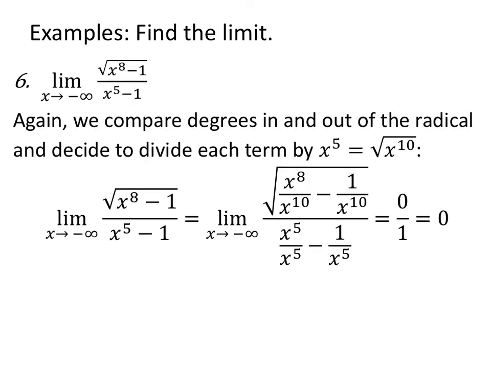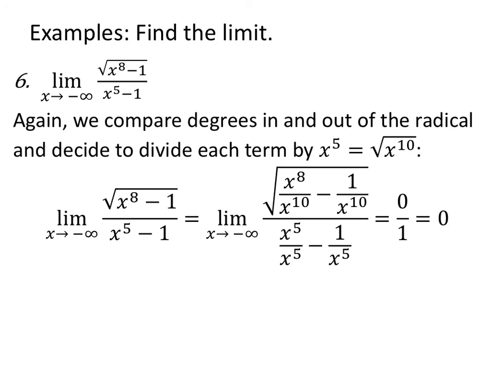If we're looking at the limit as x approaches negative infinity of the square root of x to the 8th minus 1 all over x to the 5th minus 1, we compare degrees inside and outside of the radical. x to the 5th outside of the radical is comparable to x to the 10th inside the radical. So that's our largest term. I'm going to divide inside the radical in the numerator. I divide everything by an x to the 10th. Outside of the radical in the denominator, I divide by x to the 5th.